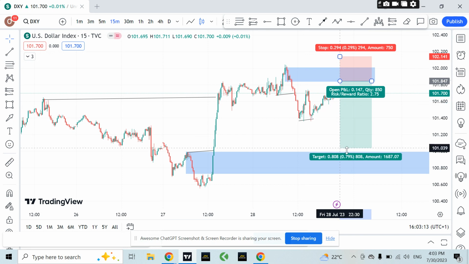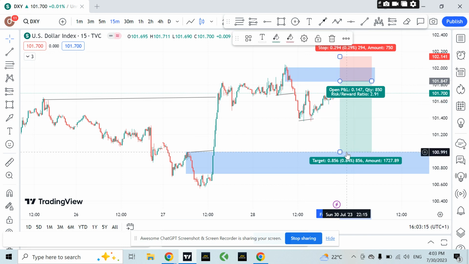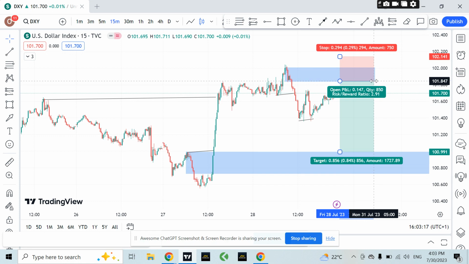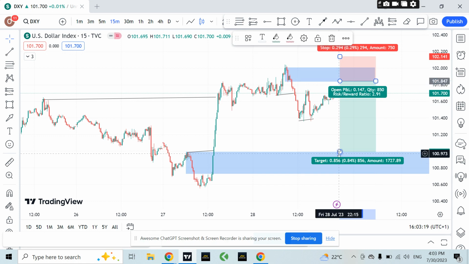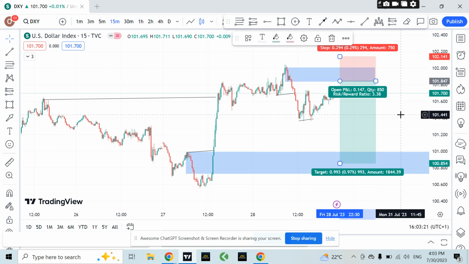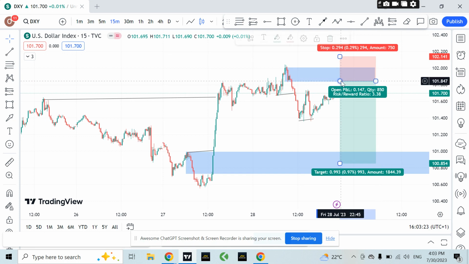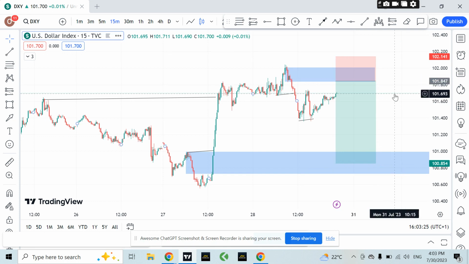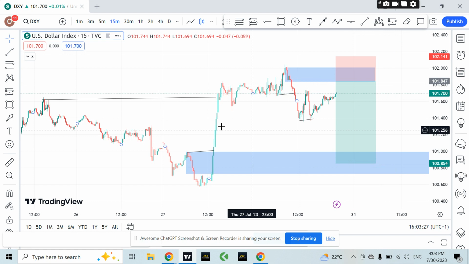And now see the risk to reward, 1:2, which is not bad. It's actually a good trade to take if the market actually respects this and you see a confirmation.